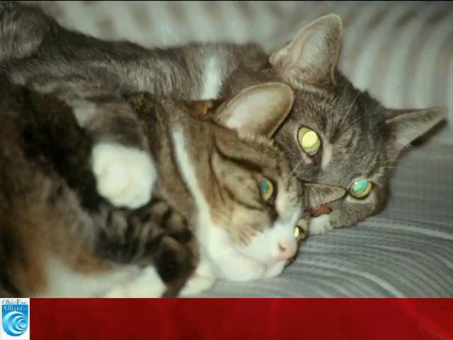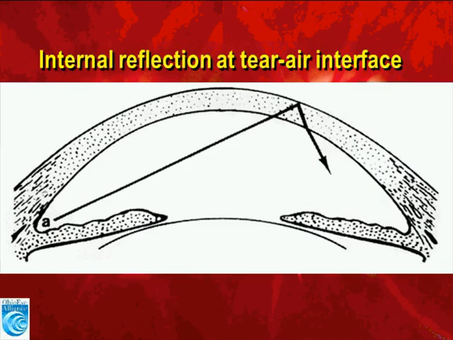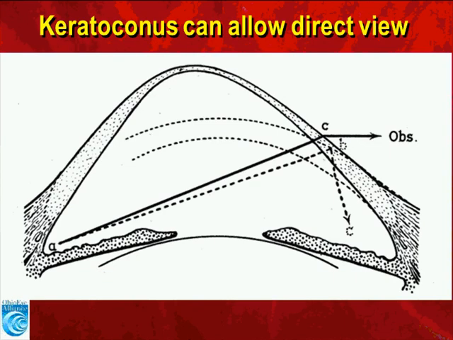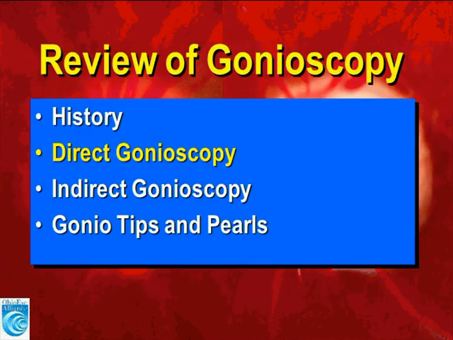In certain animals, they have a different configuration in the front of the eye, and oftentimes we can see into the anterior chamber angle. The reason that we can't see in a normal eye is because all of the light from the angle is internally reflected into the eye at the tear-air interface. By changing that angle in conditions such as keratoconus, we can directly view the angle structures. However, in a normal eye, it requires some other method to look into the angle.